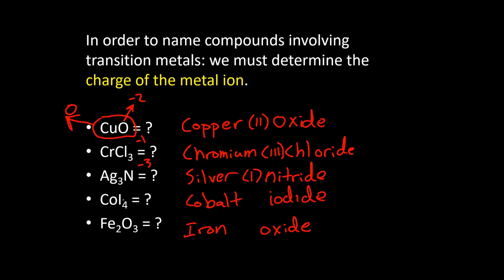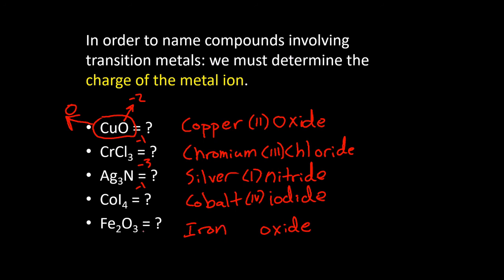The next one here, we have iodine. Each of those iodines is -1. So we would have -4 from all of them put together, which means that the cobalt has to be +4 to get our net neutral molecule.